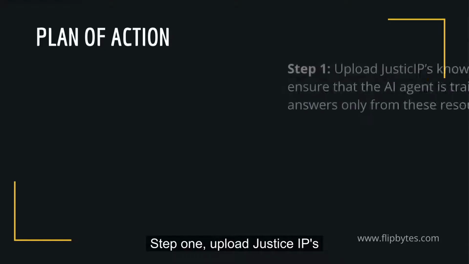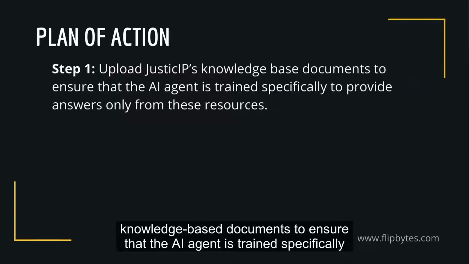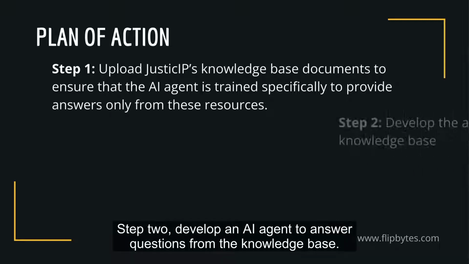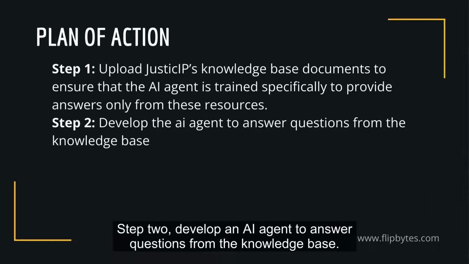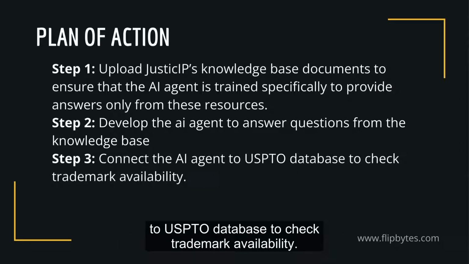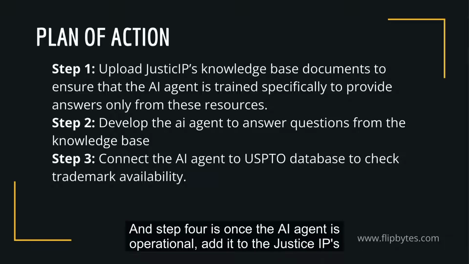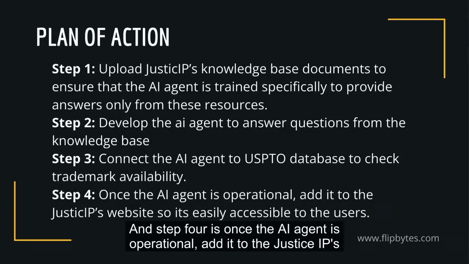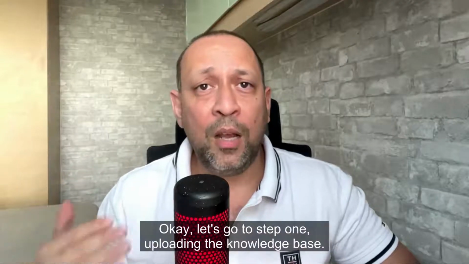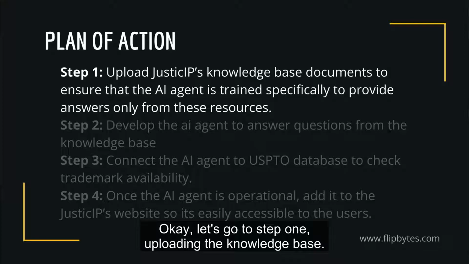Okay, so here's the plan of action. Step 1, upload Justice IP's knowledge base documents to ensure that the AI agent is trained specifically to provide answers only from these resources. Step 2, develop an AI agent to answer questions from the knowledge base. Step 3 is to connect the AI agent to the USPTO database to check trademark availability. And step 4, once the AI agent is operational, add it to Justice IP's website so it's easily accessible to the users.